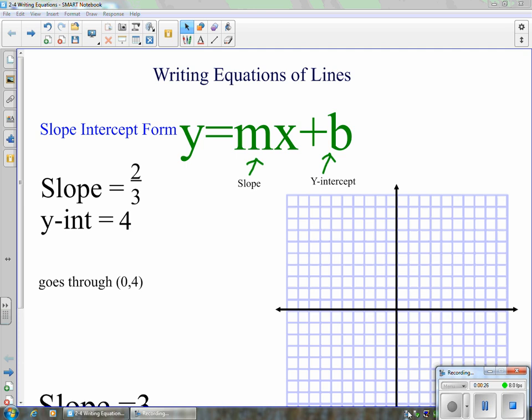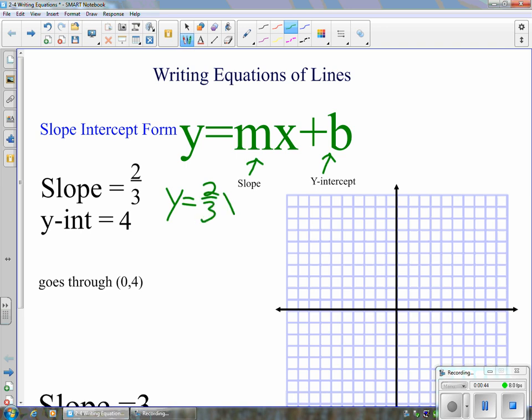Writing an equation can be as simple as this if you have the slope and the y-intercept. You know it has to be of this form, so we can say y will have to equal, and if they say a slope of 2/3, I'll say y equals 2/3 x, and if the y-intercept is 4, I'll write plus 4. And just by taking these 2 values and putting them into those 2 spots, you write an equation.